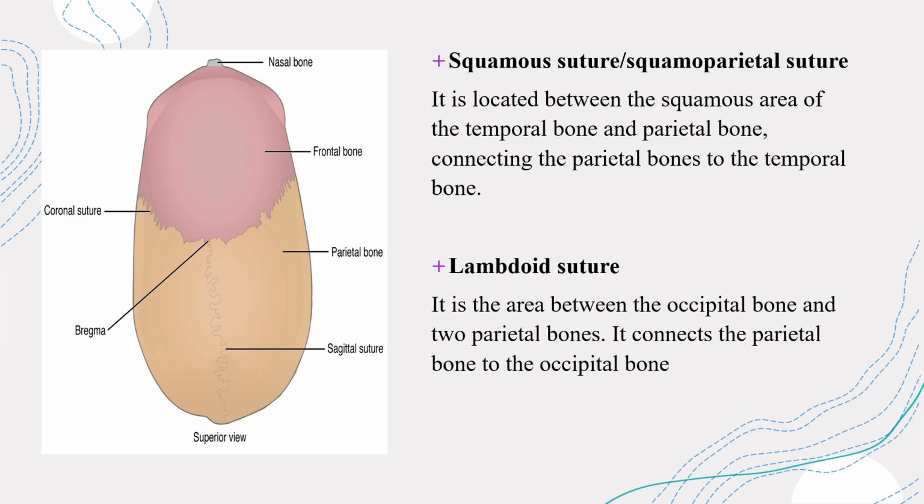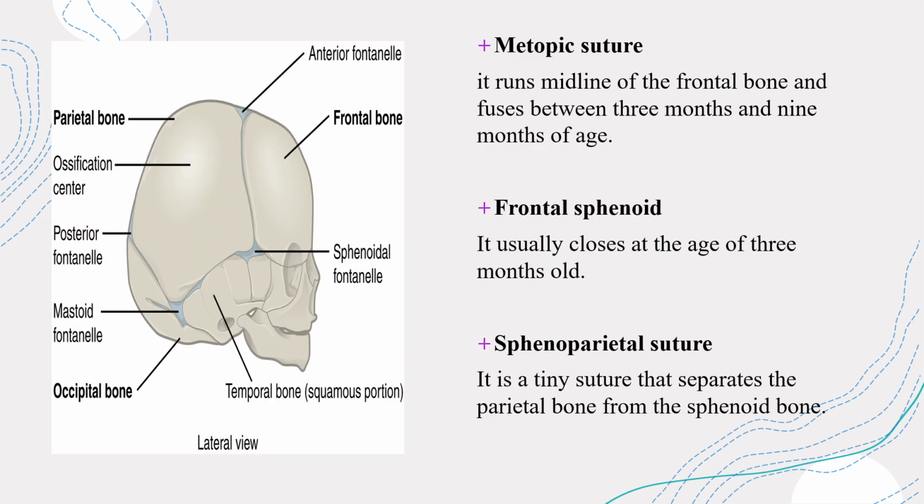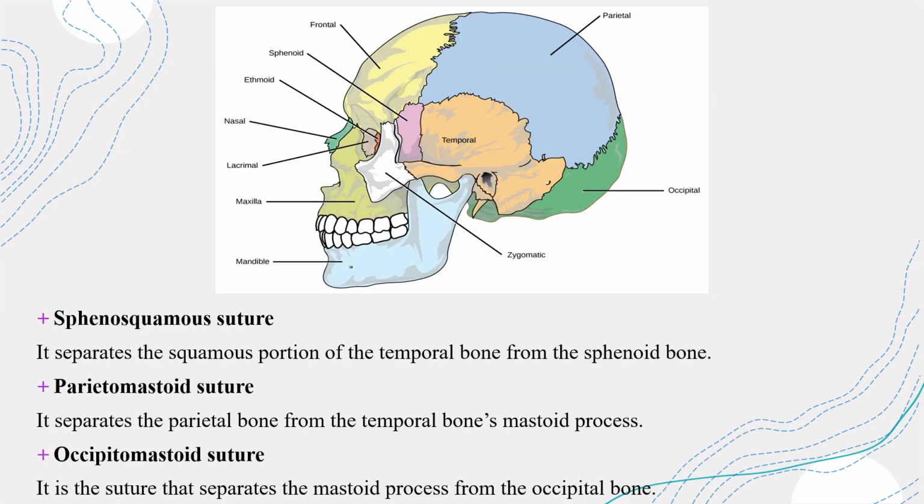Now coming to the squamous suture, or squamosal suture, or squamoparietal suture. Its location is between the squamous area of the temporal bone and the parietal bone. This squamous suture connects your parietal bone to the temporal bone. This is your parietal bone, and in this diagram you are not able to see the temporal bone. So let's move to the other structure where you can see the temporal bone.